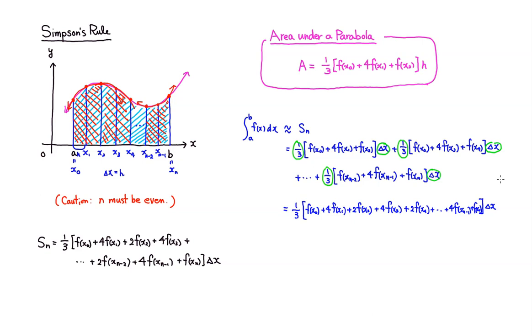All right, so that's the formula we got here. This is called Simpson's rule. It's essentially using the parabola to approximate the area under the graph.